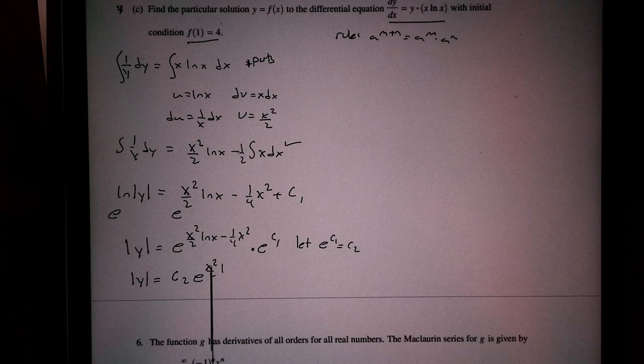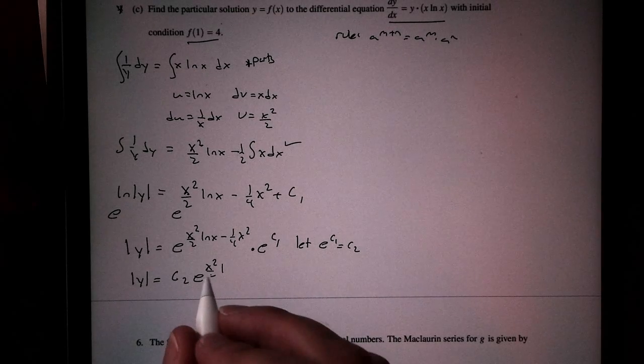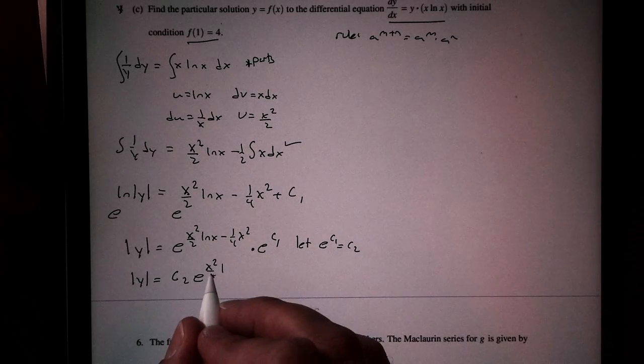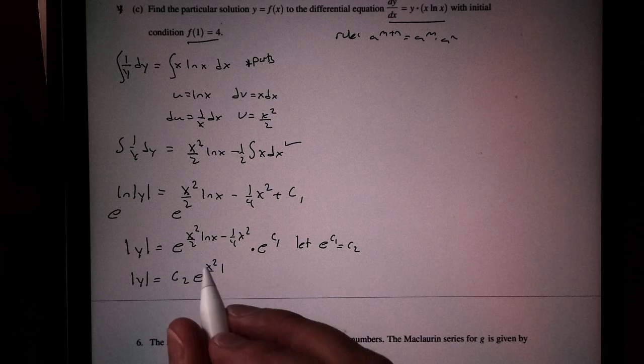Whoops, holy cow, what happened there? Don't know. Let's see here. There we go. I think that fixed it.